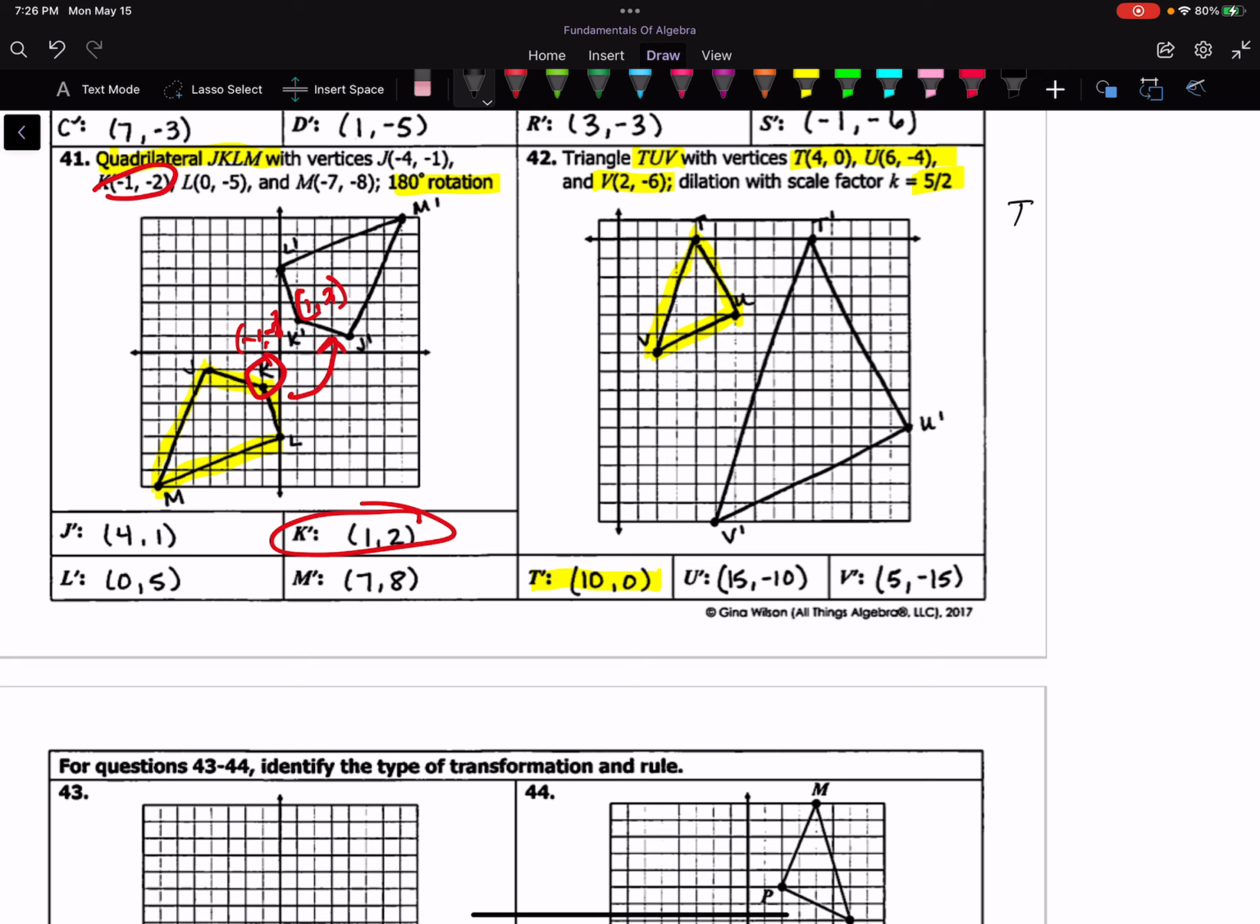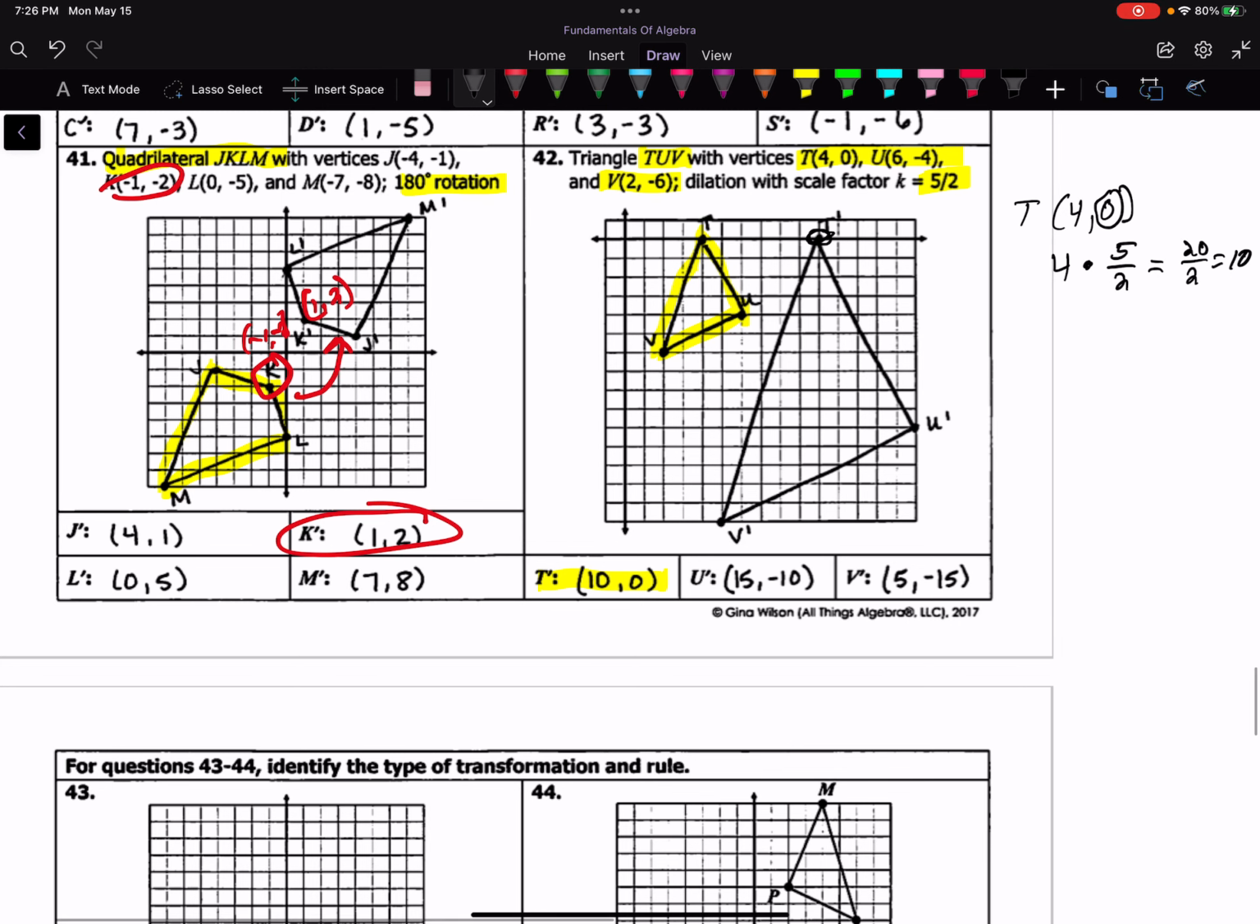The x value of T is 4, 0. So let's take 4 times 5 divided by 2. So 4 times 5 is 20 over 2. Simplify that to 10. So T jumped all the way to 10, but 0 multiplied by anything is 0, so it stayed on the same line. So that's why T is 10 comma 0. And then you do the same thing with the other ones, except the other ones won't be on 0, so you have to actually do the X and the Y coordinate, and that's why you get those.